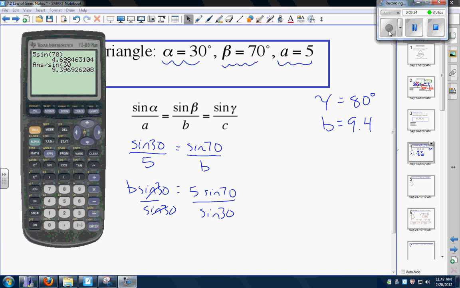When you look at your answers here, you can round a little bit, but do try and keep a couple decimals because over time it'll mess up a bunch of answers. So I see side B is 9.4. Angle B is much bigger than angle A, so side B must be bigger than side A as well.